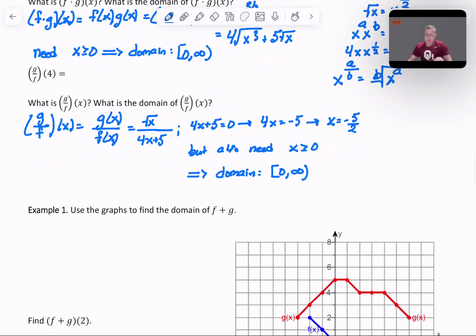And then again, doing the example portion where we just plug in a number, this would be the square root of 4 divided by 4 times 4 plus 5. And this just ends up being square root of 4 is 2. 4 times 4 is 16. 16 plus 5 is 21.